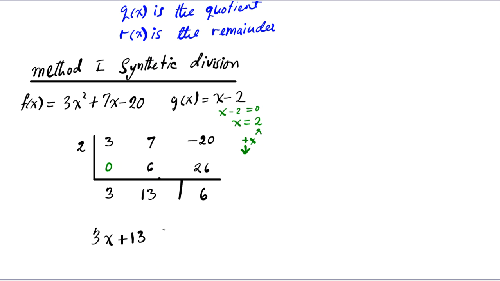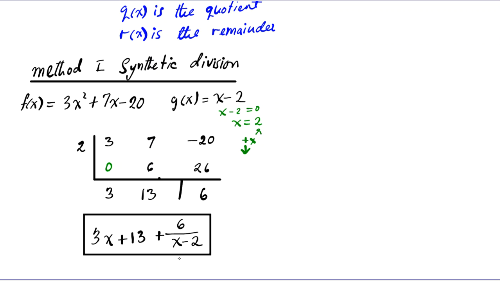Your remainder is 6, written in the r of x over g of x form. You write plus 6 divided by the divisor, x minus 2. So there goes your answer. Now, you might not really see how powerful or how quick this method is because we're dealing with just a quadratic trinomial. But if you have more terms, then you really see how fast and beneficial this synthetic division method is. Now let's go over another method, method 2, which is the long division method.